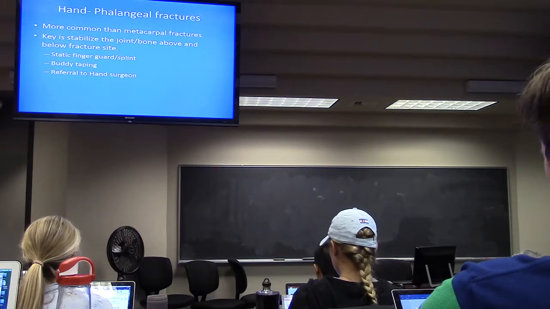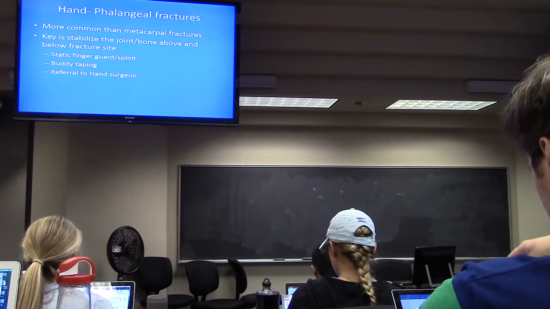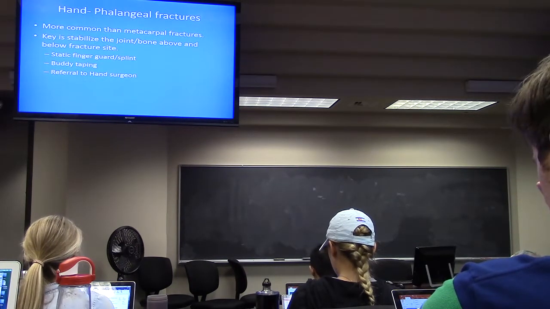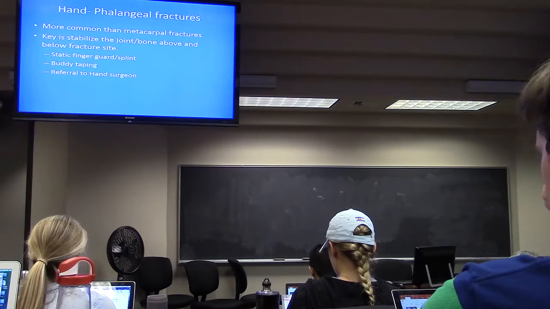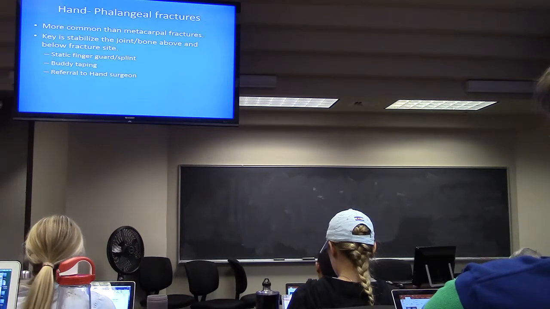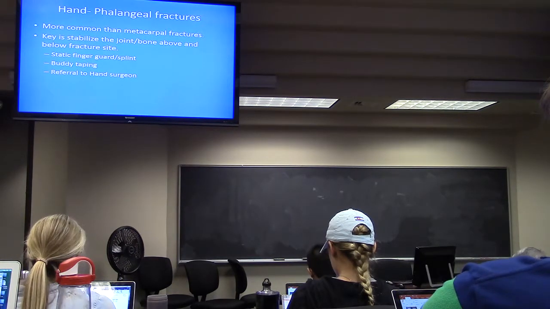Phalangeal fractures are more common than metacarpal fractures. The key is to stabilize the joint above and below the fracture site. You use static finger guards, buddy taping, referral to hand surgeon if needed. And that's just for phalangeal fractures. Now there's going to be 3 different bones in each of the phalanges. You can have fractures of the proximal, shaft, and distal aspects of each one of those bones. You also need to make sure that you're doing your range of motion, see if there's any tendon injury, things like that. But for the most part, they're pretty simple.